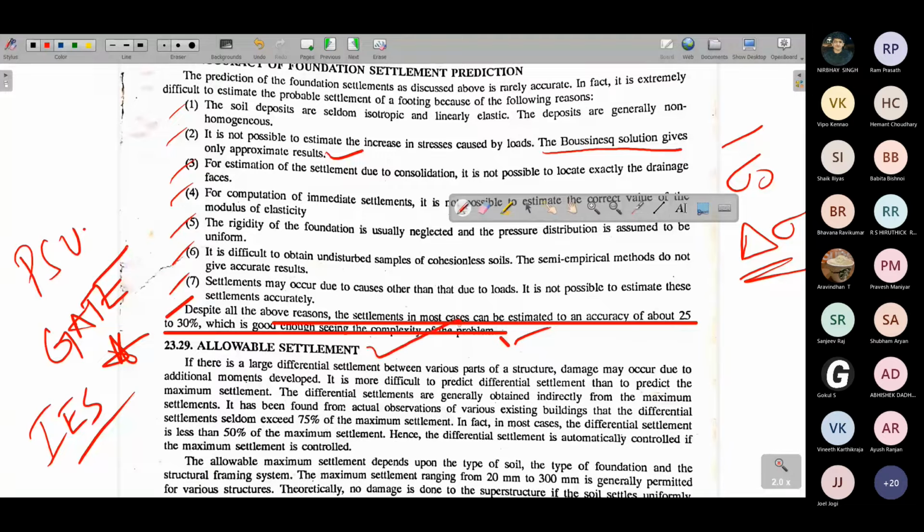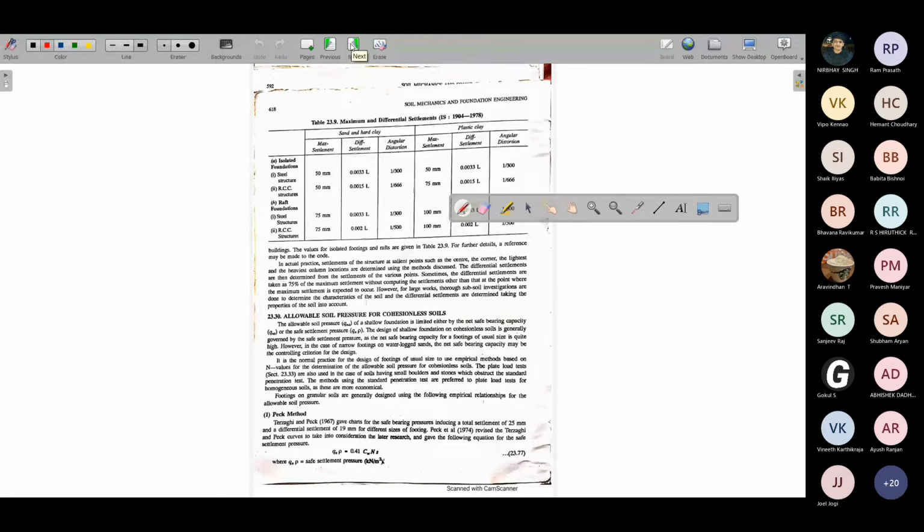Paragraphs are very important here. If you read it, if there are large differential settlements between the various parts of the structure, damage may occur due to the additional moment developed. So this differential settlement and all, I think instead of reading this one, I will directly go to one table they have given. Okay, this is the table.